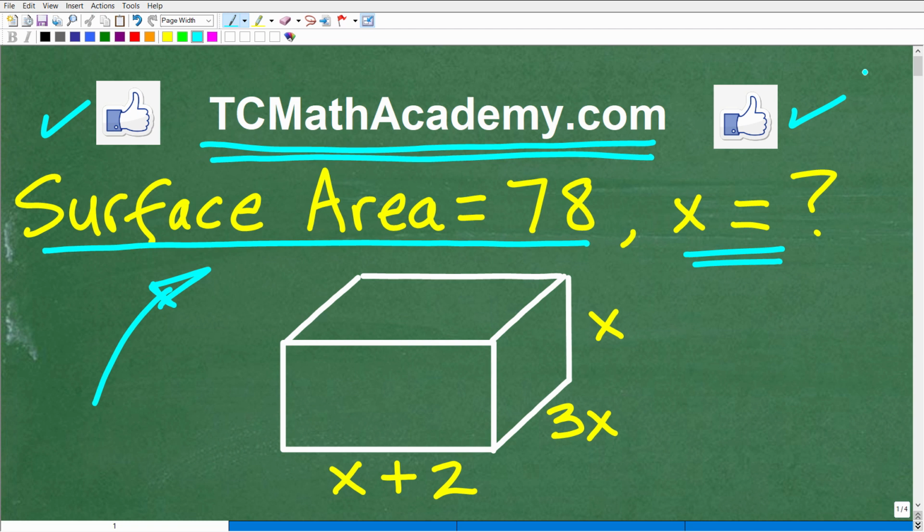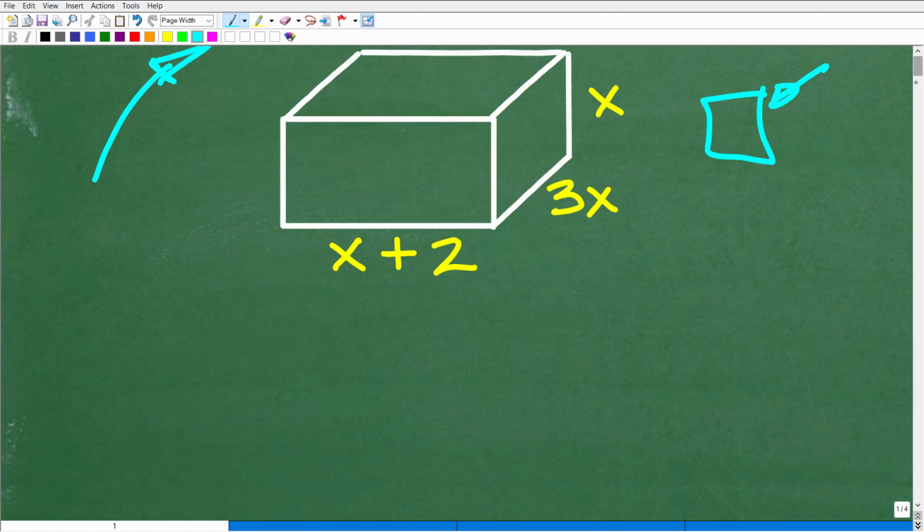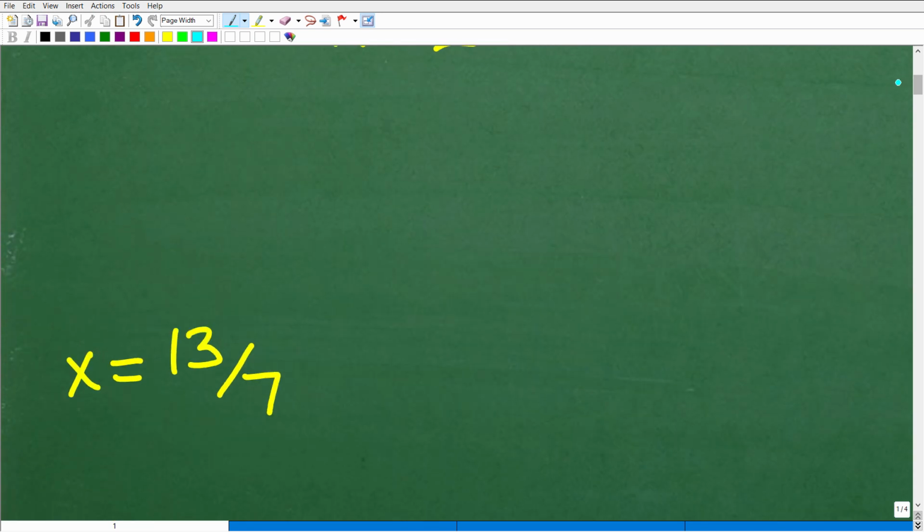Okay, so again, we have the problem here. By the way, feel free to use a calculator and give yourself plenty of room on your paper. Anytime you do math, you should never try to just get a little yellow sticky and do all your work. Give yourself plenty of room. If you need more paper, get more paper. But let's take a look at the answer. So what is x? Well, x is equal to 13 over 7.